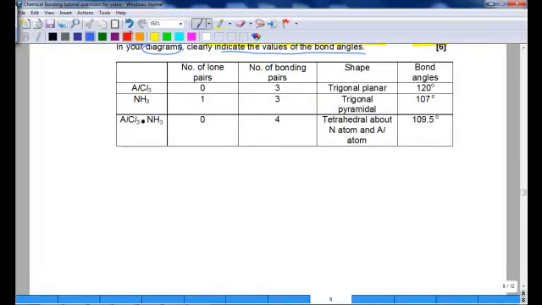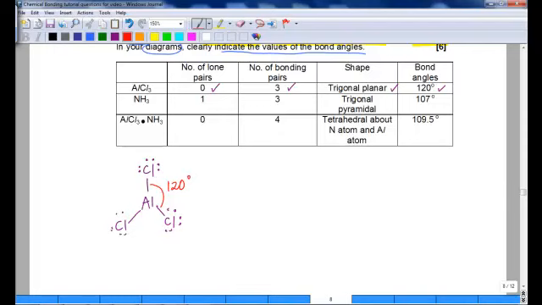Aluminium chloride, AlCl3. So we know 0 lone pair, 3 bond pair, so trigonal planar, 120 degrees. So you should have Al, in this case trigonal planar, Cl, Cl, Cl. So you need to put in your lone pairs. And indicate clearly the value of the bond angles. The question asks you to do so. So this one should be 120 degrees.